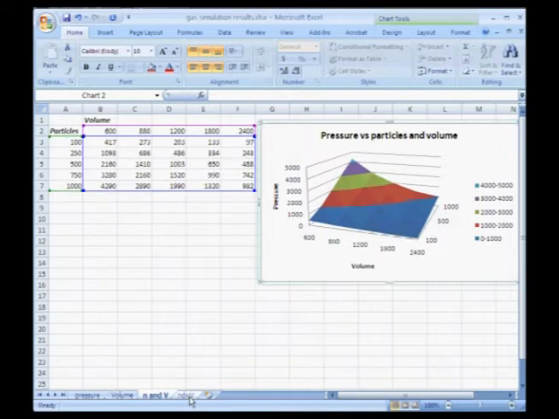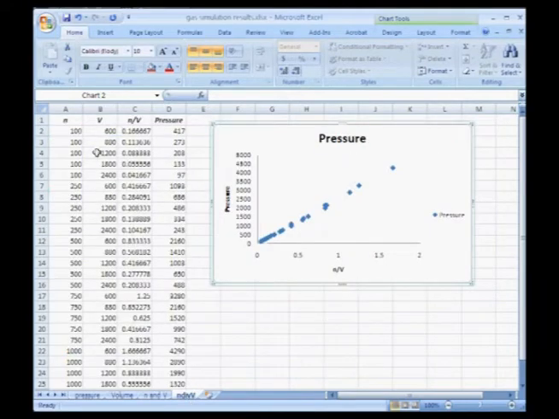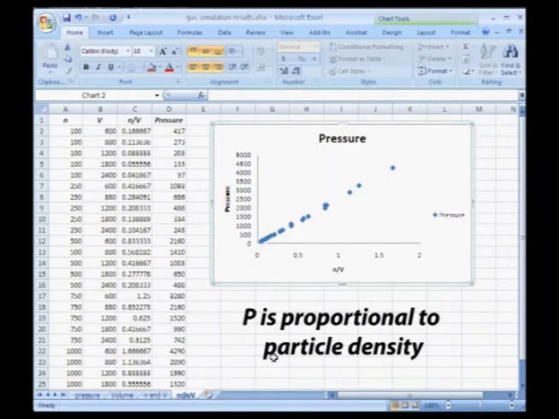So let's use our trick again. Here I've taken particle number and volume and calculated from them the particle density, N over V. And when we plot pressure against those, we see a linear relationship. This says something very important about gas pressure. It is proportional to particle density.